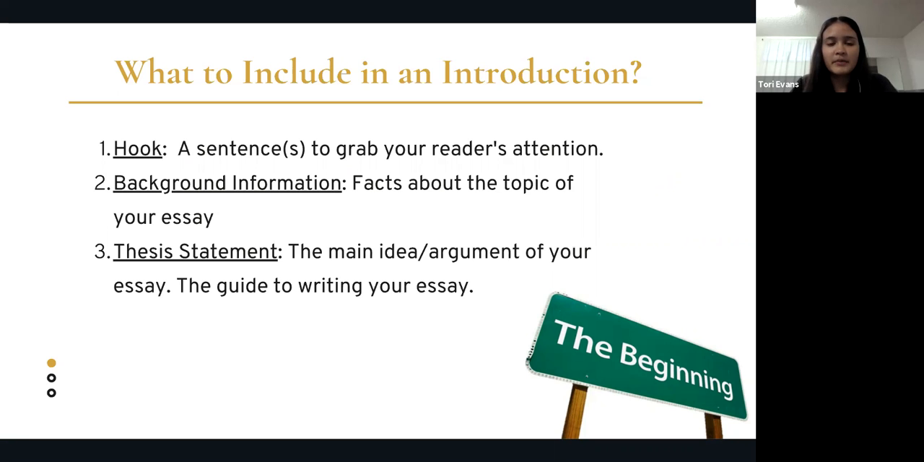And then background information is just basically facts about the topic of your essay. This is to help your reader to understand and give a little bit of background knowledge so that they're able to follow along and understand the topic of your essay. And then, most importantly, the thesis statement is the main idea or the main argument of your essay. What I like to think of as a thesis statement, it's kind of the guide or the roadmap to writing the rest of your essay.